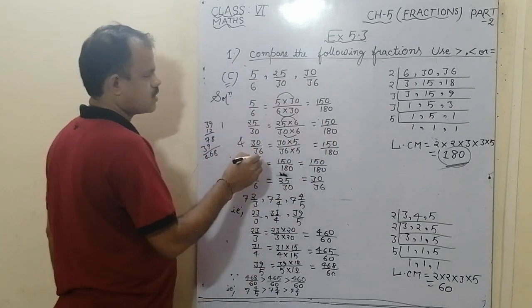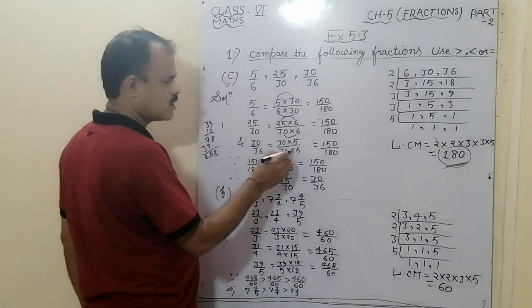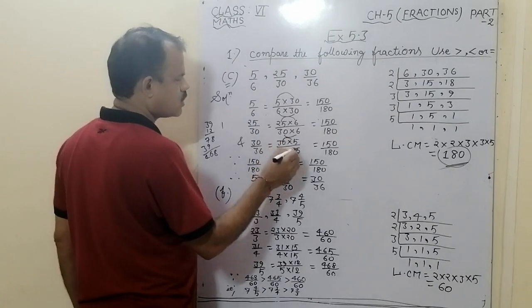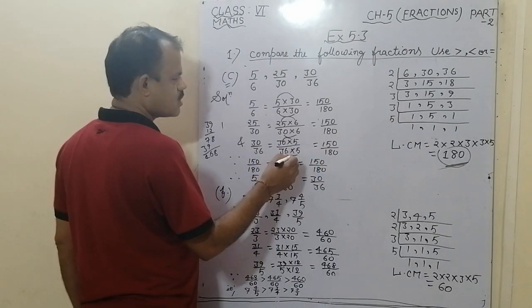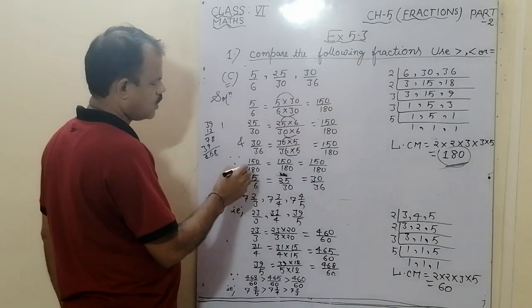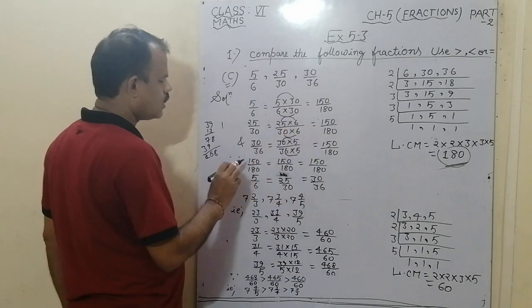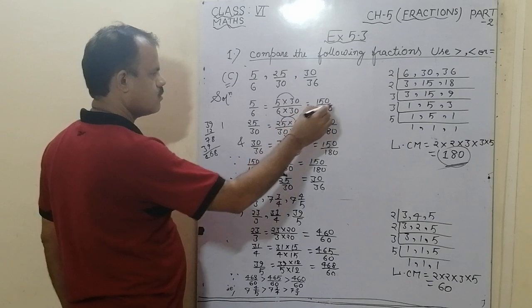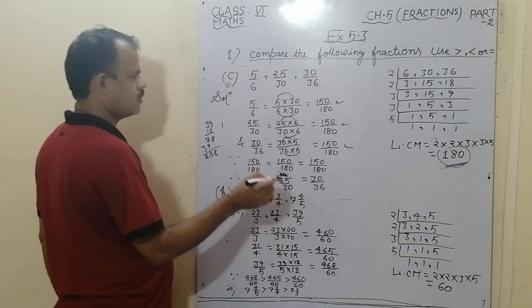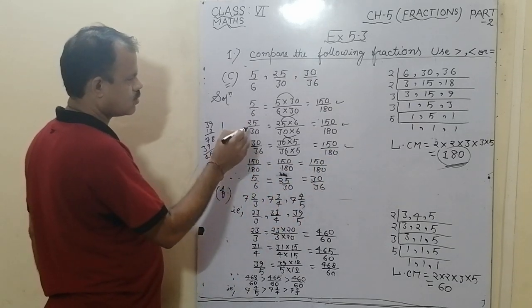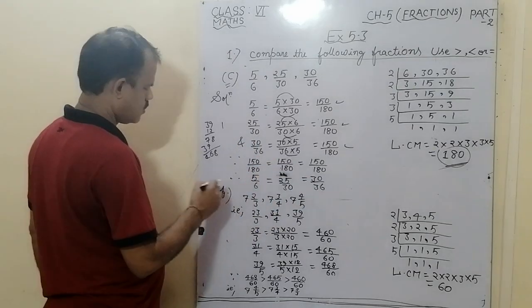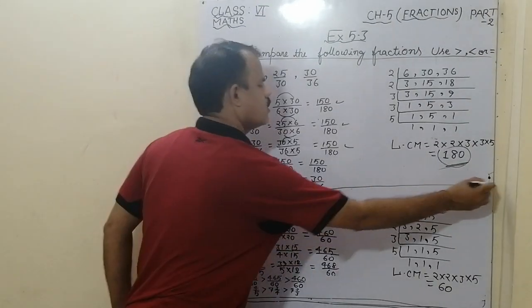Last, 30 by 36. 36 multiplied by 5 becomes 180. So we multiply both numerator and denominator by 5, so 30 5s are 150, 36 5s are 180. So see here, all the answers are the same, equal. So here all the fractions are equal. So we write 150 by 180 equal to 150 by 180 equal to 150 by 180. So we can write 5 by 6 equal to 25 by 30 equal to 30 by 36 in place of this. Okay, so these all fractions are equal.